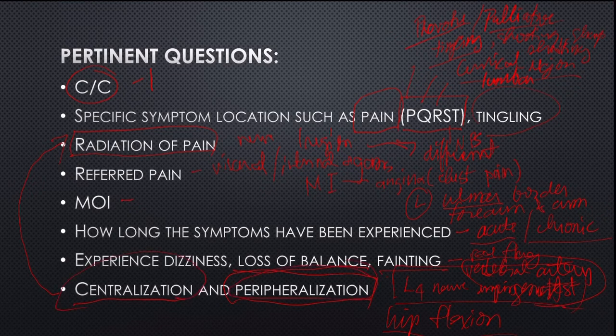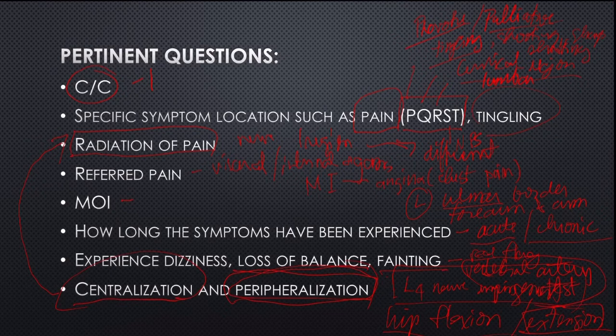Peripheralization, on the other hand, happens if the patient performs the opposite of hip flexion, which is your extension. Hip extension will then be causing the pain to radiate to your buttocks, your thigh, the back of the leg, and to the extent, if it's the sciatic nerve or the tibial nerve, it could manifest in the sole of the foot. So that's it for your centralization and peripheralization.